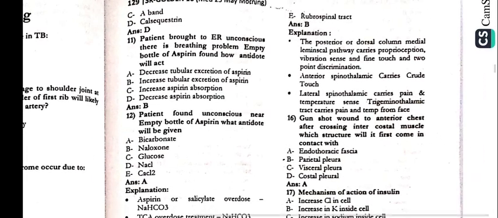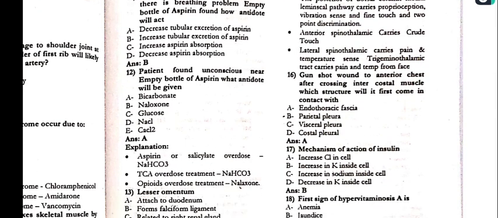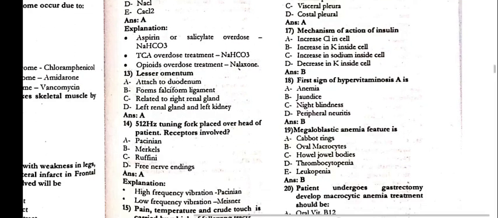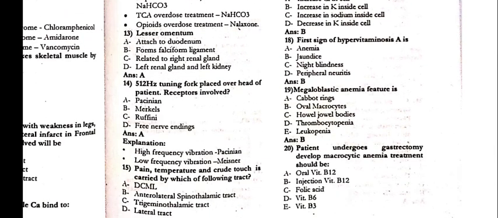Next, 11, the patient brought to ER unconscious. There is a breathing problem. Empty bottle of the aspirin found. How will the antidote act? It will increase the tubular excretion of the aspirin. 12, the patient found unconscious near the empty bottle of aspirin. What antidote will be given? Bicarbonate. 13, the ligamentum attaches to the duodenum.